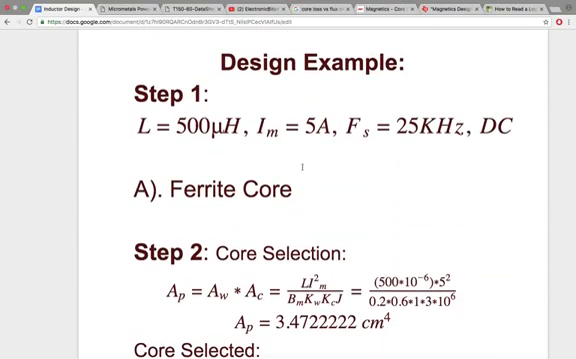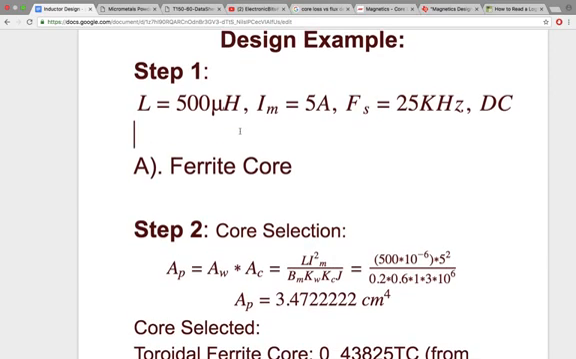So let us take this example and design an inductor. Let's say in our power converter we want to operate at 25 kilohertz in a DC application, let's say DC-DC converters like buck or buck-boost, and our inductance value has come to 500 microhenry, and our maximum current which we want to operate is 5 ampere. So for this application we want to design an inductor. I have taken two toroidal cores here. One is a ferrite core, one is an iron powder core.